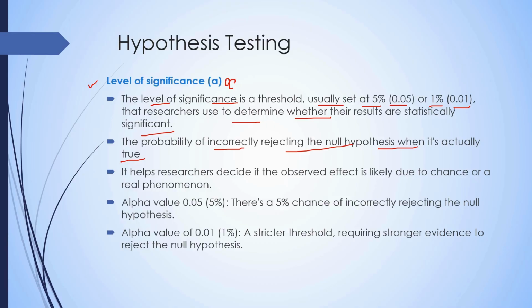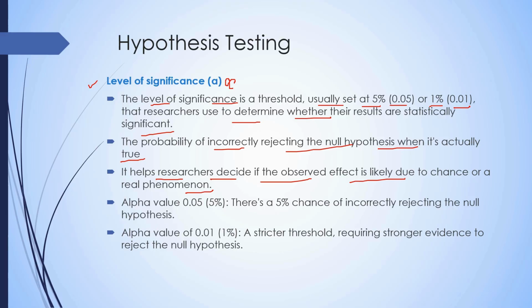It helps researchers decide if the observed effect is likely due to a chance or a real phenomenon. So setting a level of significance, it helps the researcher to make sure that whatever result they have got is actually due to a real phenomenon and not because of a chance or something that happened by mistake.